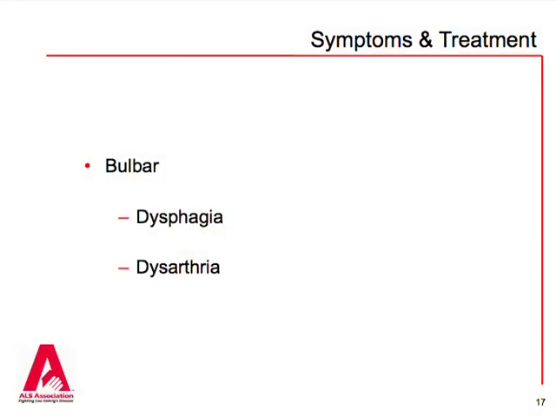So taking that list and starting from the head and working our way down, again, bulbar just refers to the brain stem or the bulb. And symptoms could be dysphagia, which is just difficulty swallowing, or it could be dysarthria, difficulty speaking. So those are two symptoms that involve the bulb or the brain stem.